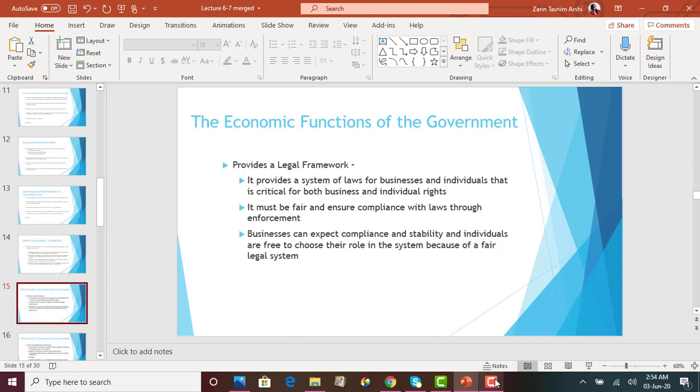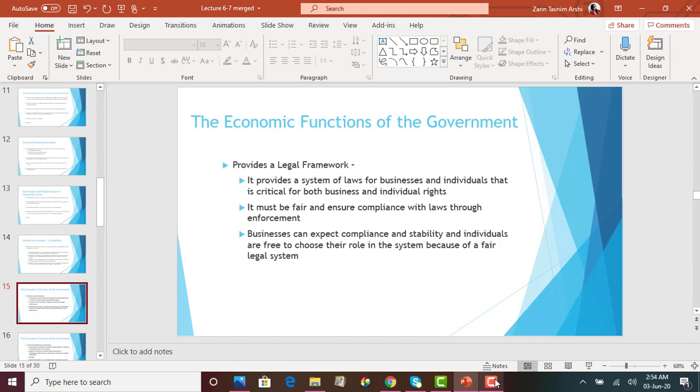So the first one is the government provides a legal framework. Basically, it provides a system of laws for businesses and individuals so that no one can take advantage of the other. The government is there to make sure that businesses are not exploiting the consumers. If they are, they will pass different types of laws, like the antitrust laws, so the businesses are broken down and they cannot practice unfair business practices.